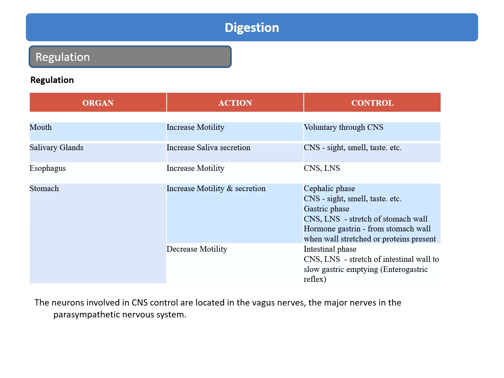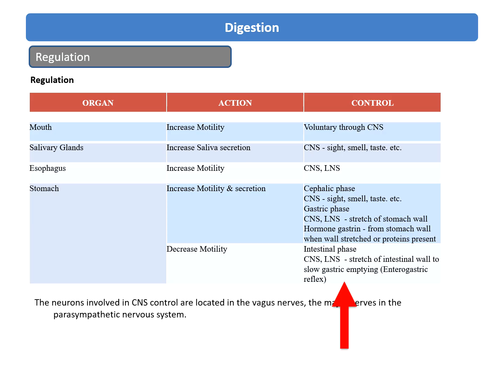About stomach regulation. Stomach involves increased motility and secretion, as well as decreased motility. There are three phases. The cephalic phase involves the central reflex by way of sight, smell, and taste of food. This causes you to begin to salivate. Gastric phase involves both central and local reflexes when the stomach wall is stretched. Also, there's a hormone called gastrin from the stomach wall when the wall is stretched or when proteins are present.